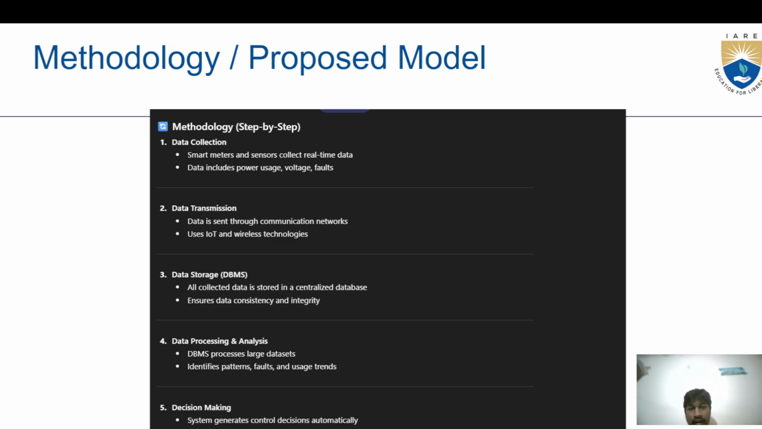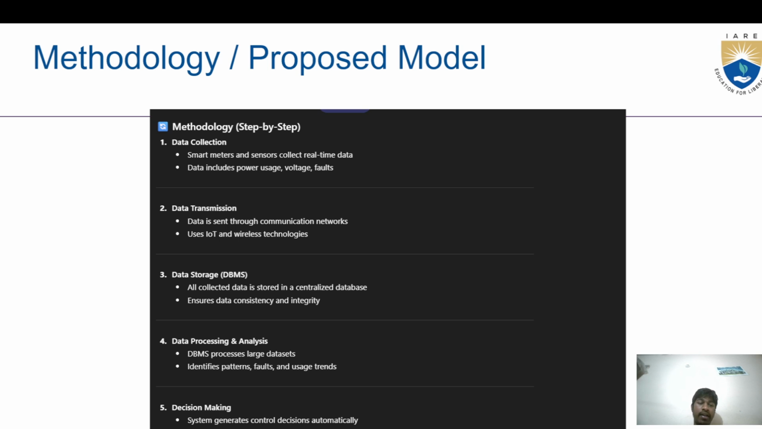Let's look into what data it collects and how it collects. Smart meters and sensors are placed in areas. They collect real-time data, including power usage, voltage, current, amperes, volts, faults, etc. The collected data is then transmitted through communication networks, which use IoT and wireless technologies such as Bluetooth, Wi-Fi, etc.